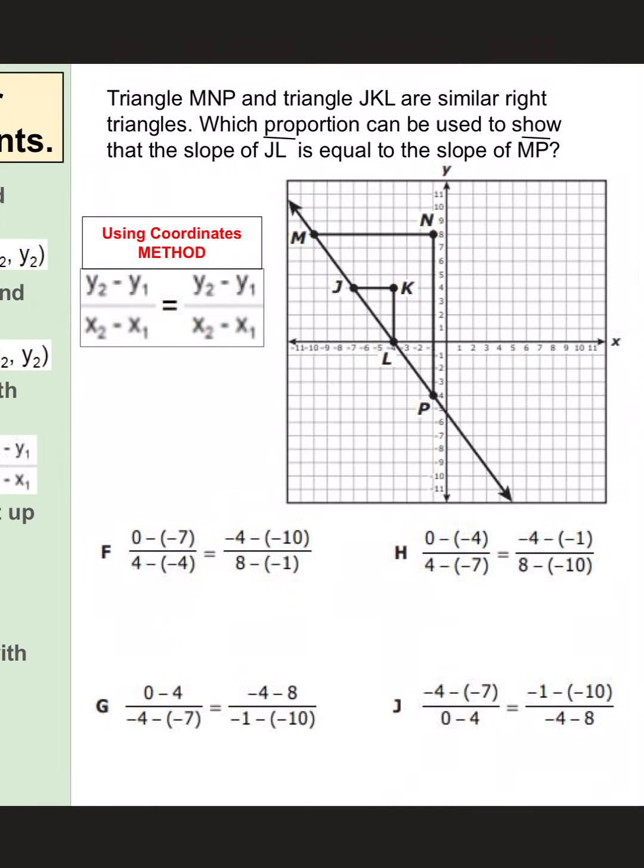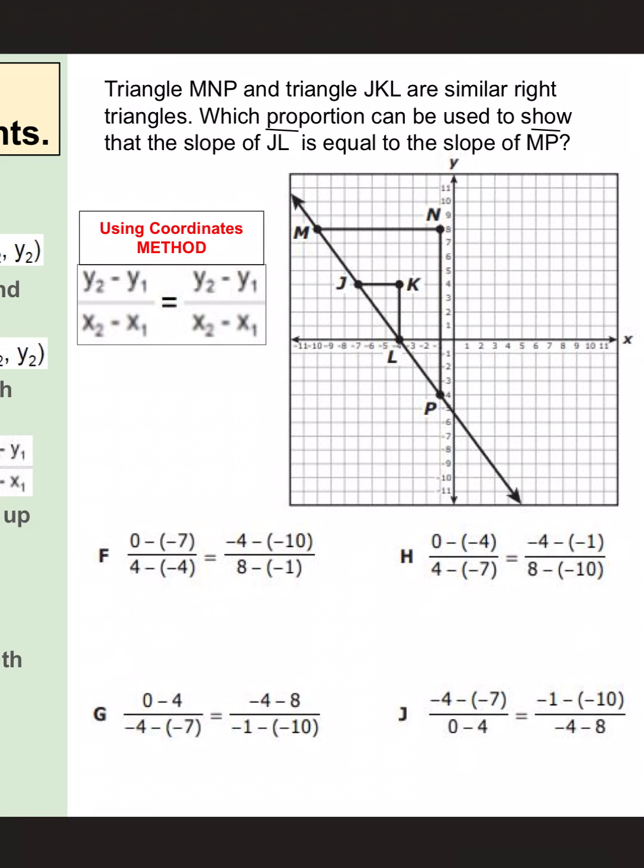Okay. So the first thing it said to do was label the points. So I'm going to start with my small triangle. I'll put an S over here by my small one. Okay, so on my small triangle, it's going to be point J, which is at -7, 4, and point L is -4 and 0. Okay, so that's my small picture.